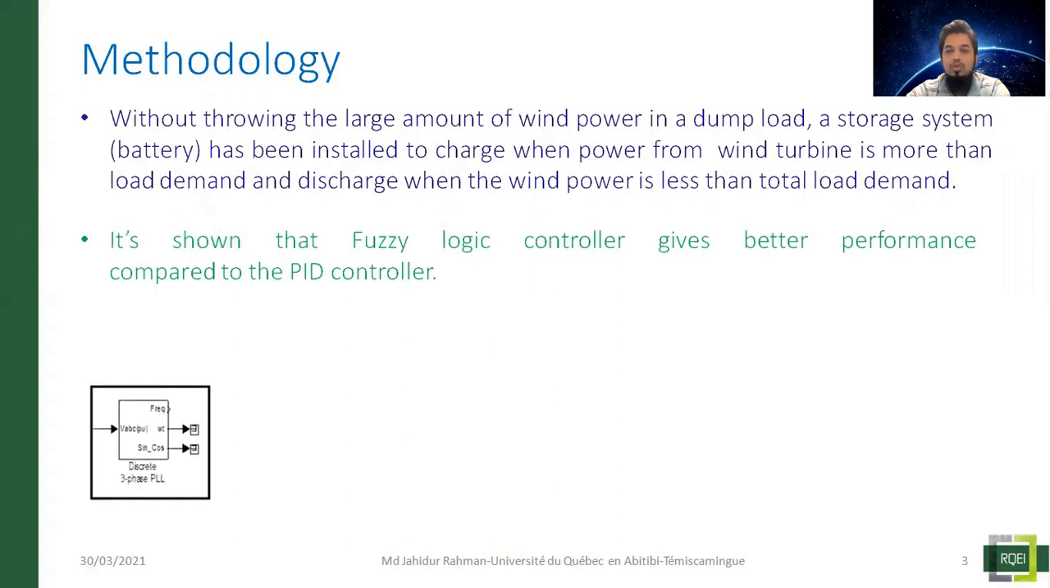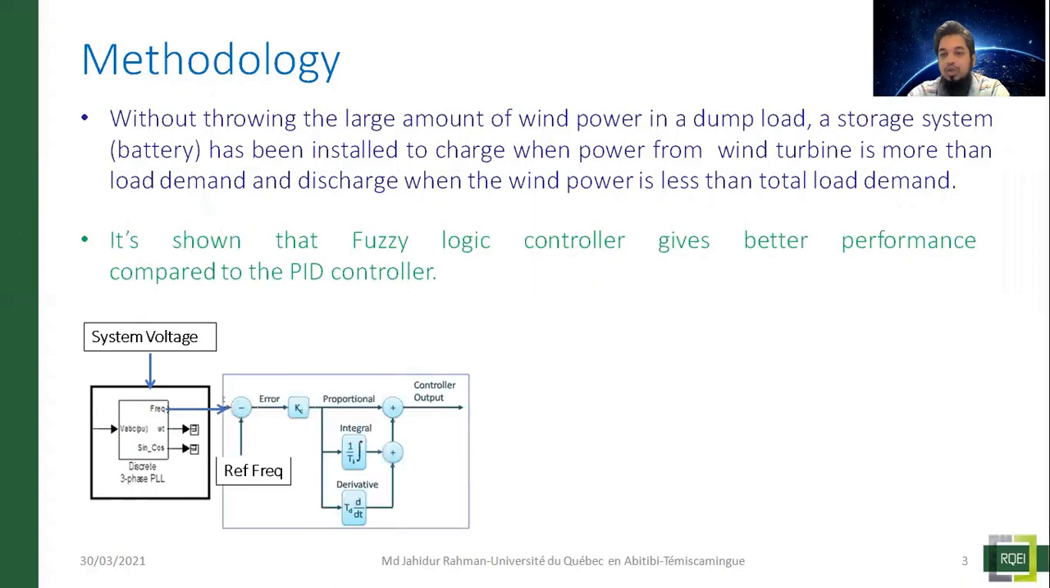So, to measure the network frequency, a three-phase PLL has been used. As the input of the PLL, the system voltage is applied to get the frequency error. The network frequency is compared to the reference frequency. Then the frequency error is integrated to obtain the phase error. And finally, the phase error is applied to the PID controller to get the PWM signal.